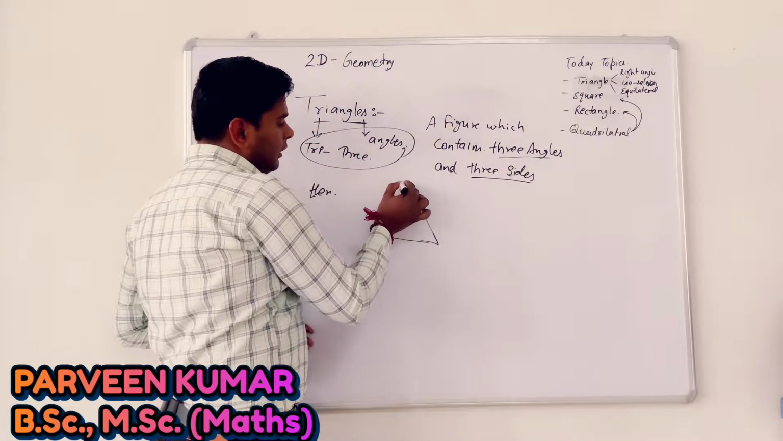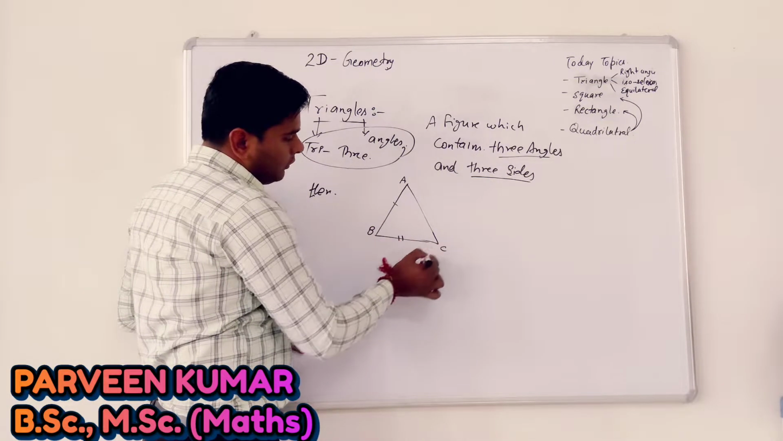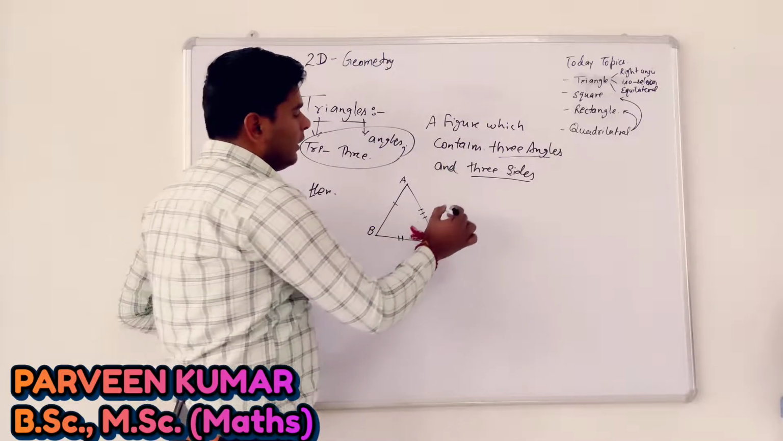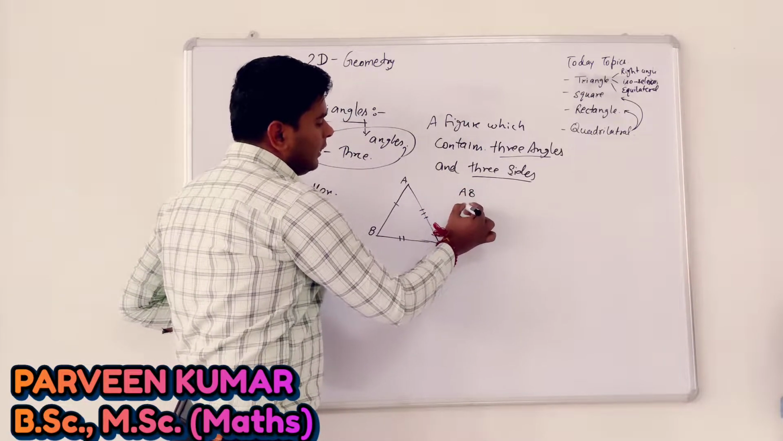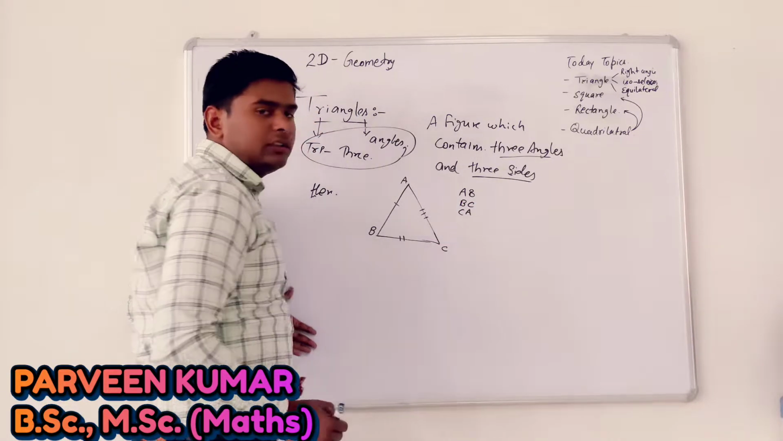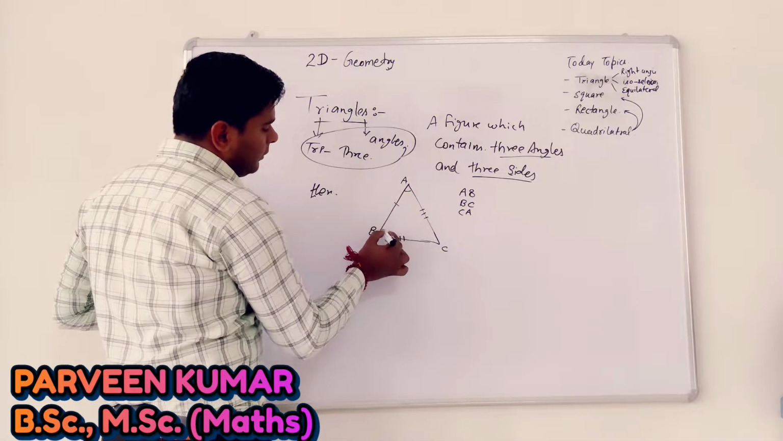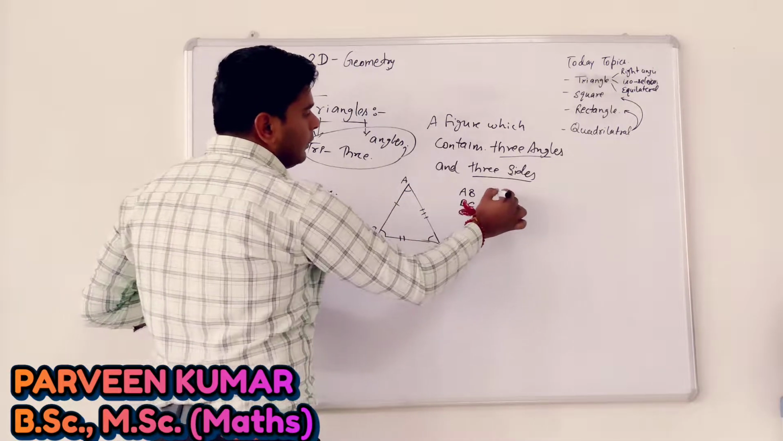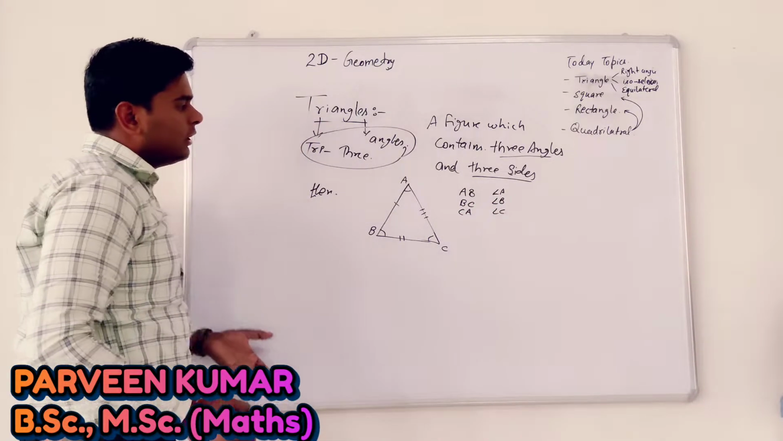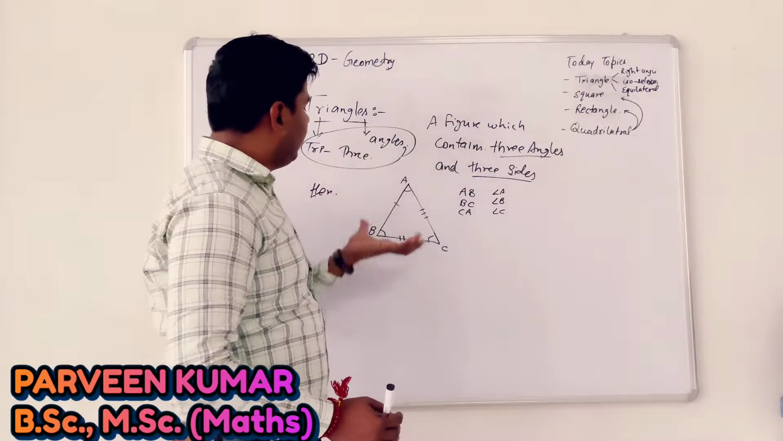One side is A to B, another is B to C, and the third one is A to C. Hence AB is a side, BC is a side, and CA is a side. And what about angles? Here we have angle A, angle B and angle C. These are the three angles. So it is known as a triangle.